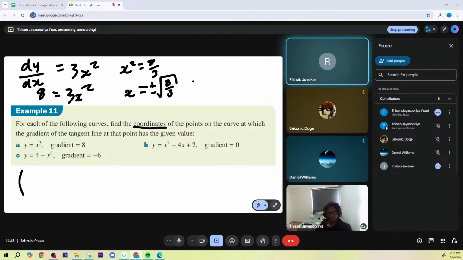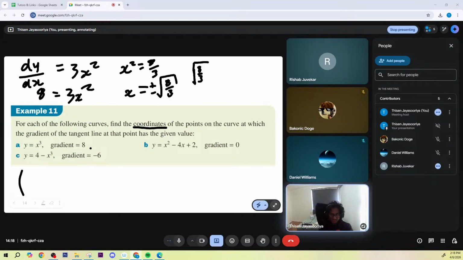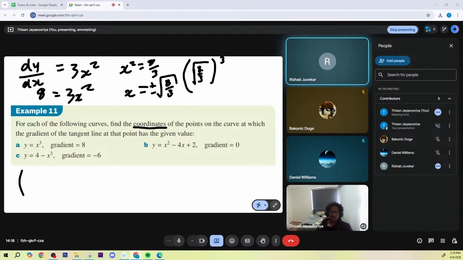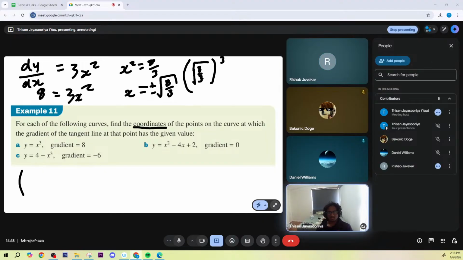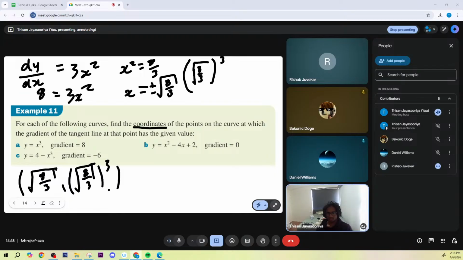8 over 3 squared. So if we plug that in for the x value, we get this whole thing cubed, correct? If you want to simplify it, you can, but I'd accept that as the final answer. So the point is the square root of 8 over 3, comma, the square root of 8 over 3, all cubed. If they want a specific answer form, you can give it in that way. Does that make sense? Yeah.